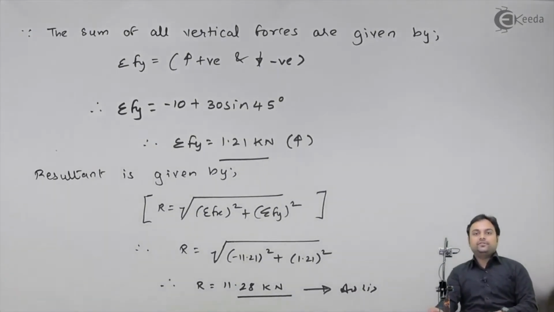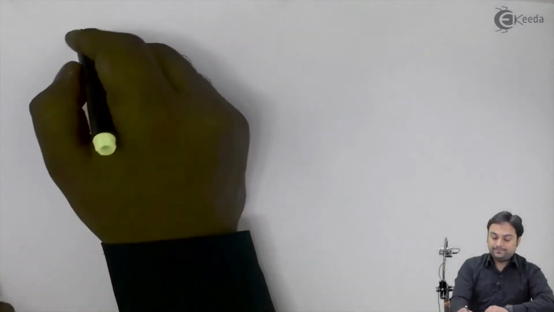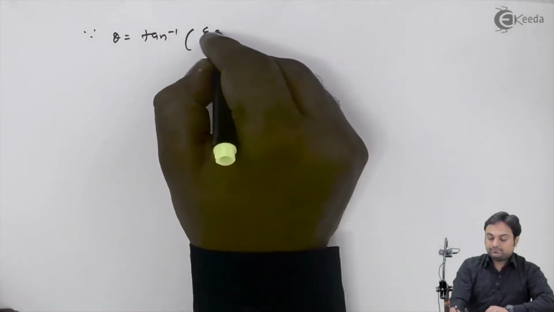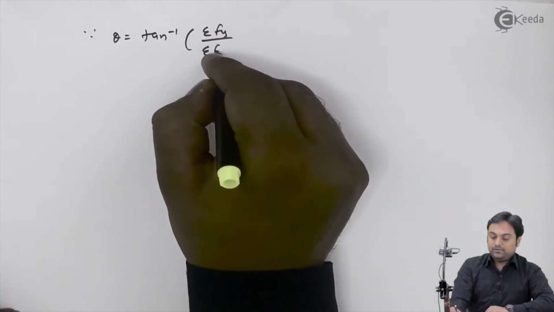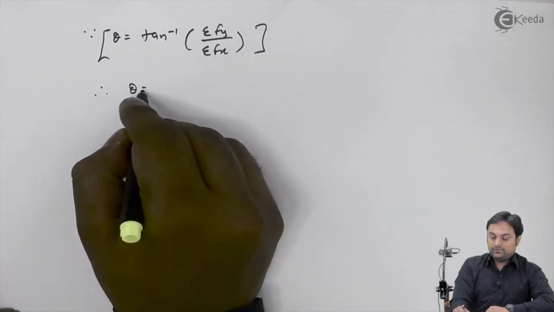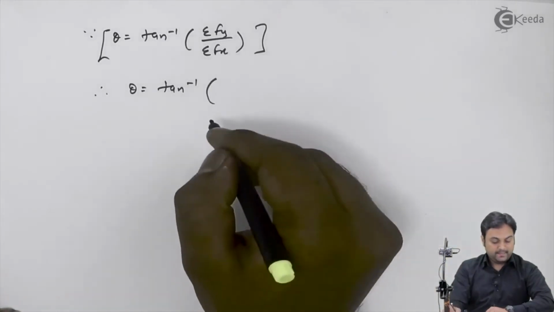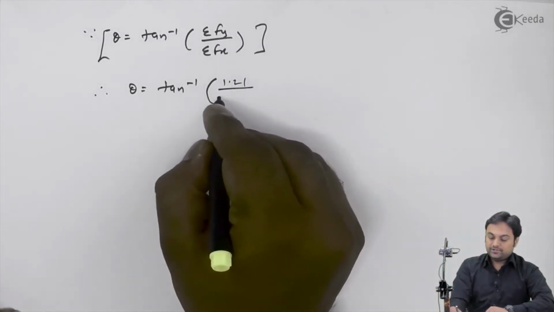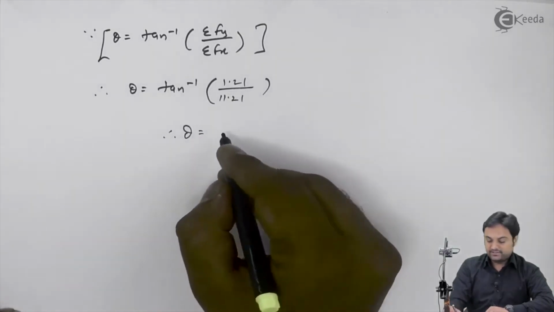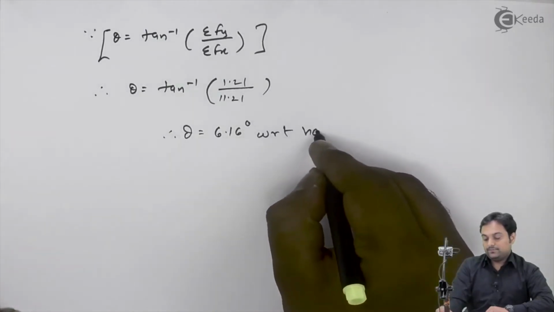Now we will be locating this resultant by using the formula of theta. I'll say that theta is equal to tan inverse of summation Fy upon summation Fx. My answer is 1.21, summation Fx 11.21. If I calculate the whole value, I will get my theta as 6.16 degree with respect to horizontal.